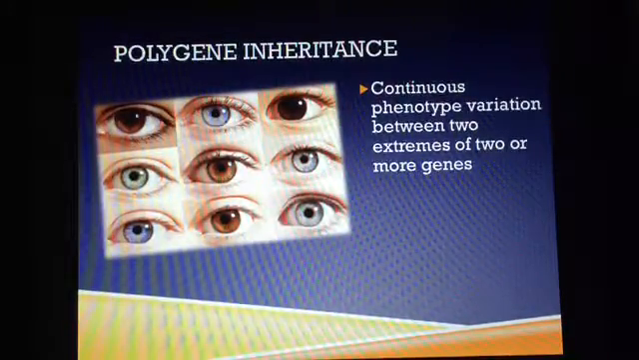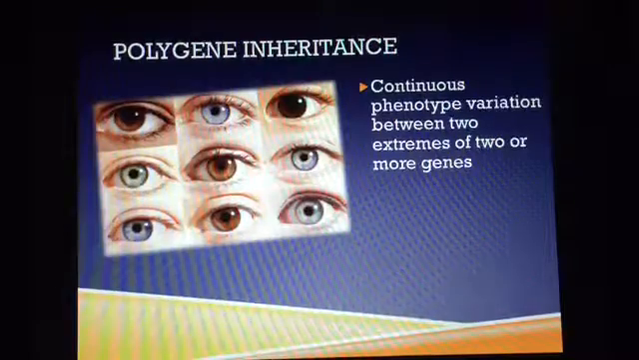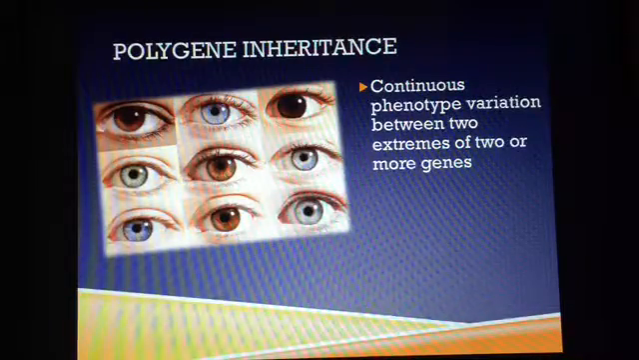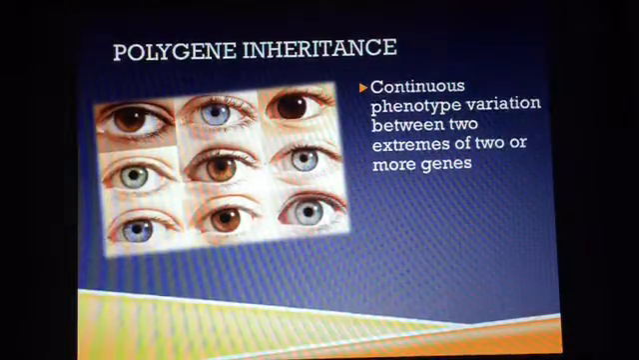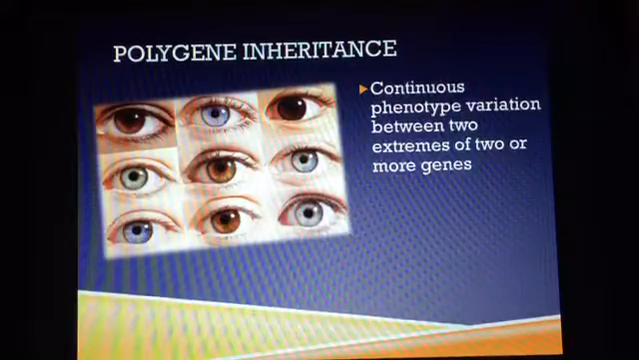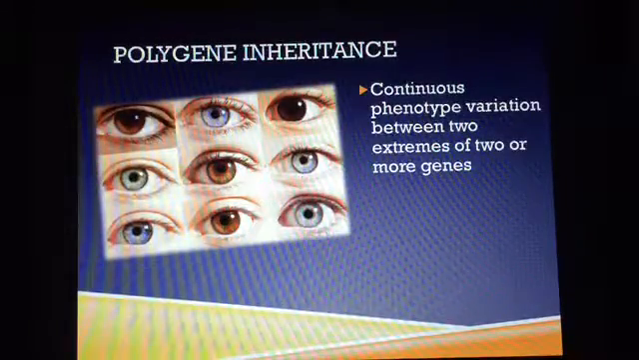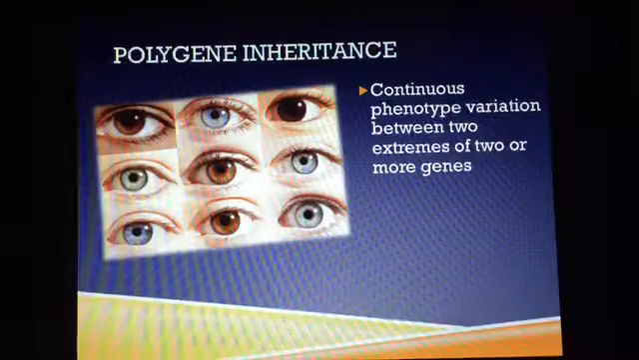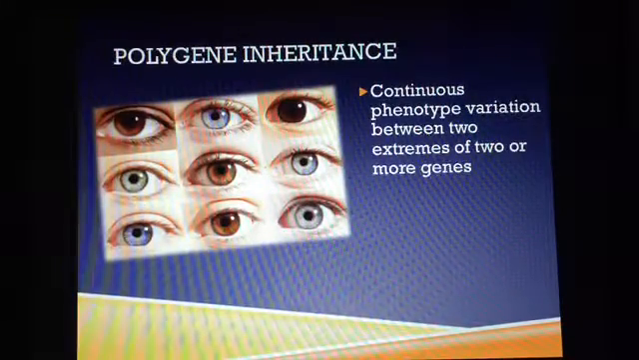Polygene inheritance is where most phenotypes rely on several gene pairs at different locations acting in tandem, which results in continuous or quantitative phenotypic variation between 2 extremes and explains many human characteristics, for example, your skin color, height, metabolic rate, and intelligence.